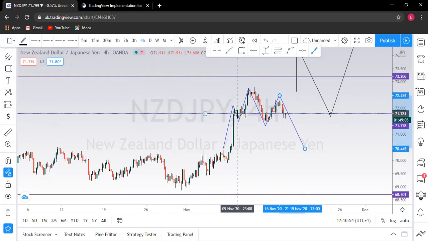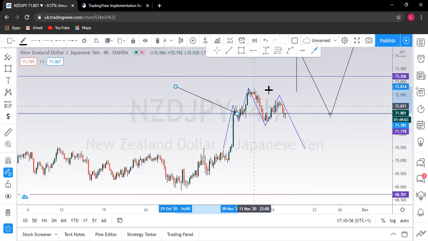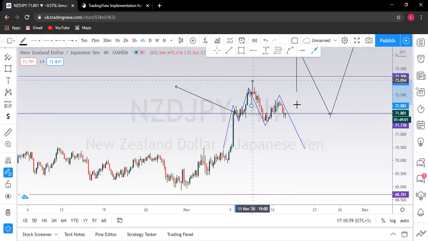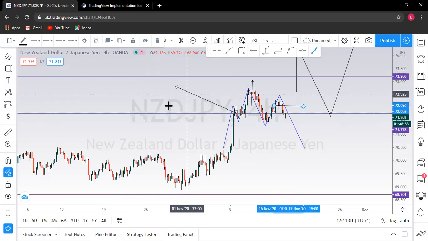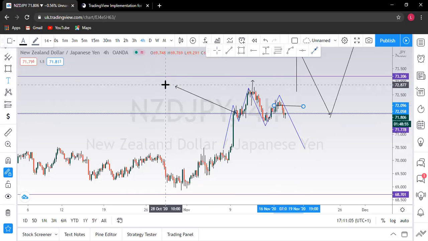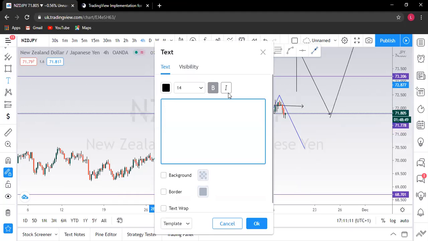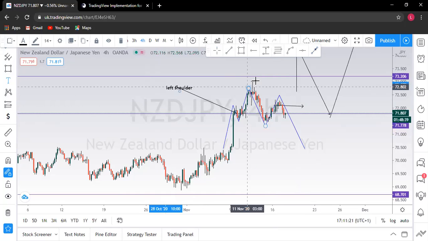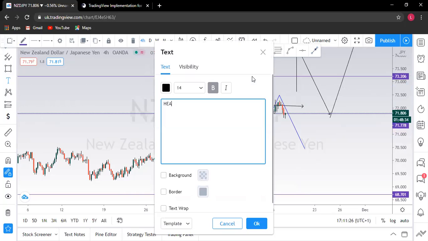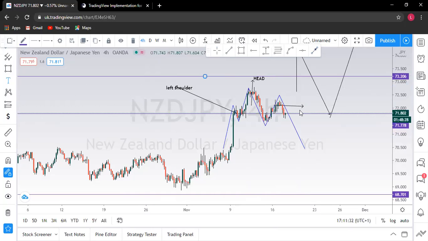This is the head, and this is the right shoulder. So let me make use of the text to label it. That's the left shoulder, and this is the head, and this is the right shoulder.